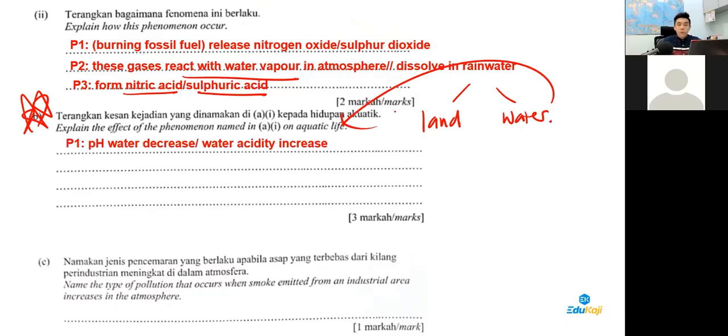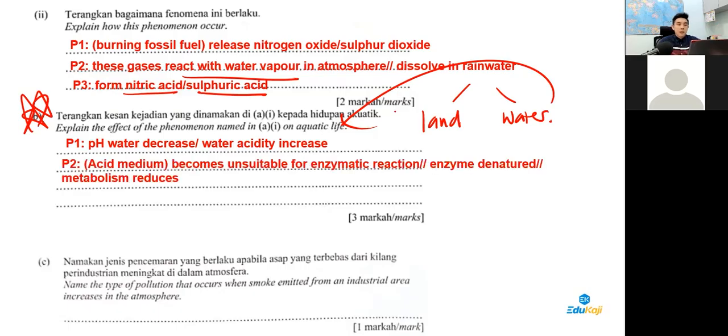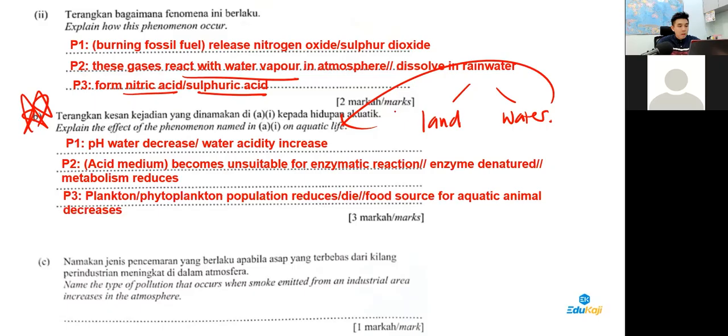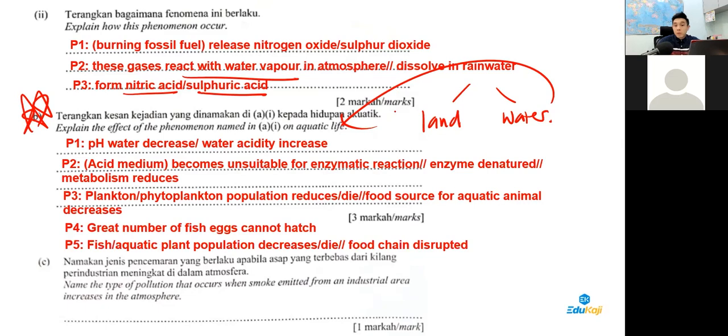So the pH of water would drop because acid means the pH should be lower than 7, depending on how acidic. This is definitely not suitable. Plants can die, and then the fish population will drop as well.